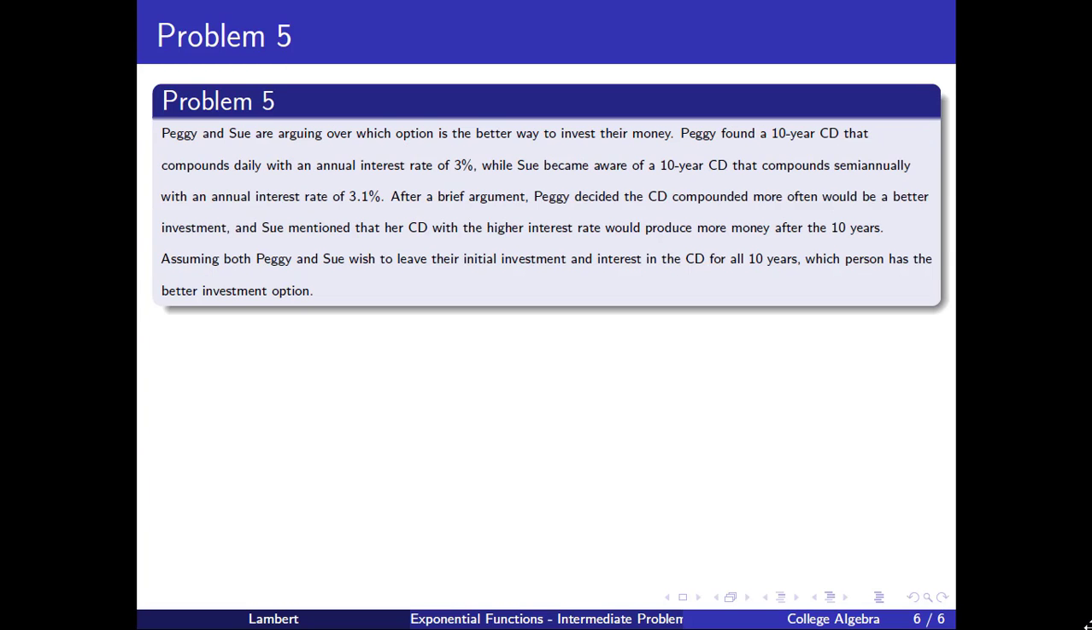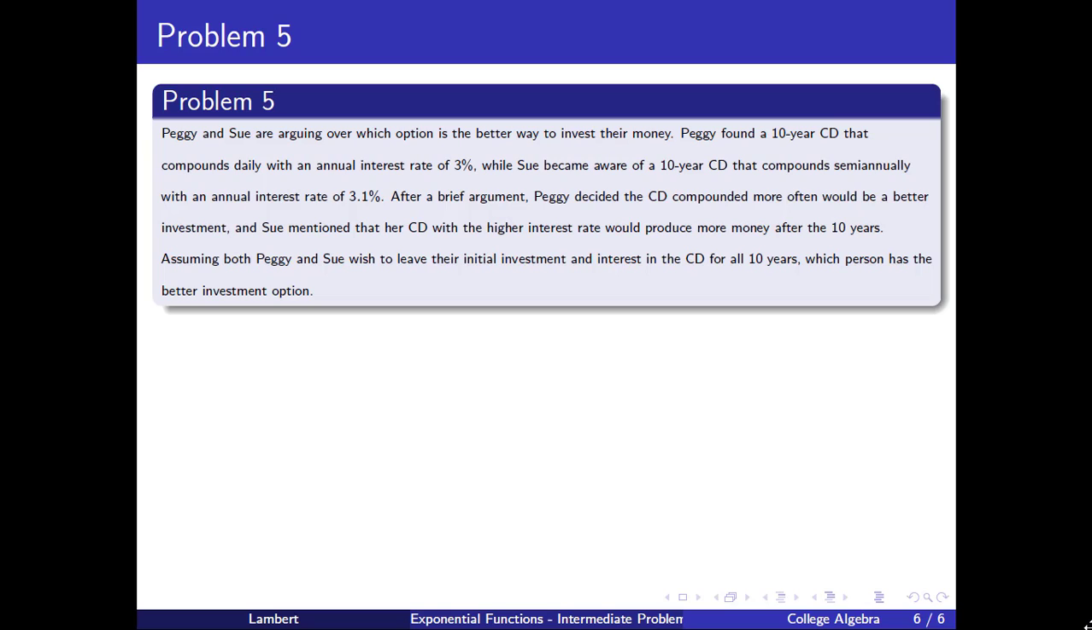So Peggy and Sue are arguing over which option is the better way to invest their money. Peggy found a 10-year CD that compounds daily with an annual interest rate of 3%, while Sue became aware of a 10-year CD that compounds semi-annually with an annual interest rate of 3.1%. After a brief argument, Peggy decided that the CD compounded more often would be the better investment, and Sue mentioned that her CD with a higher interest rate would produce more money after the 10 years. Both Peggy and Sue wish to leave their initial investment and interest in the CD for all 10 years. Which person has the better investment option?